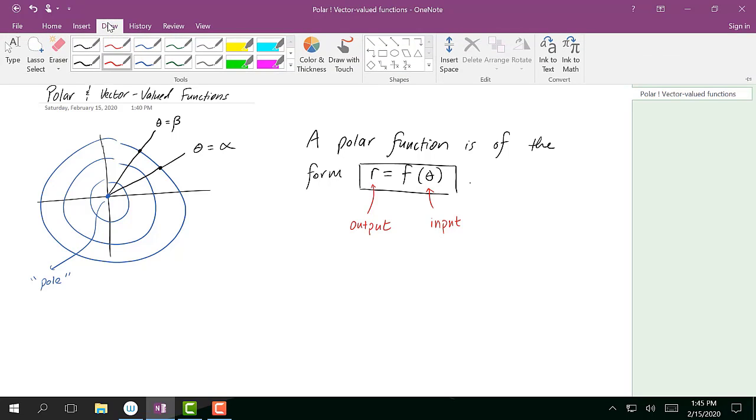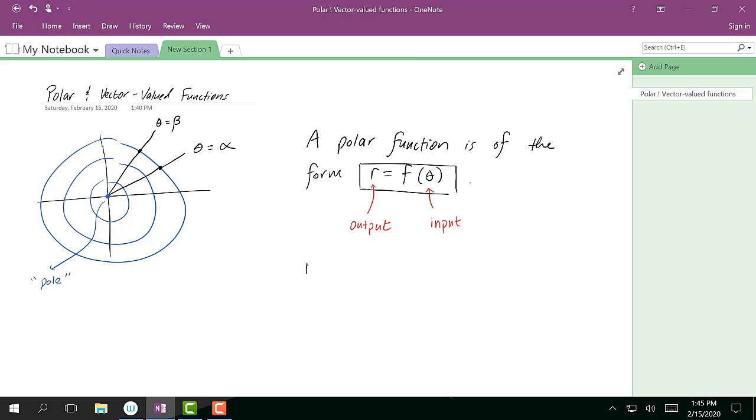Some examples of different types of polar functions: maybe you'll see something with a lot of cosines or sines, but it could be something simple like r equals 2. This would be a constant polar function. This would just be a circle of radius 2 centered at the pole. Could have something like r equals cosine of 2 theta, or r equals, whatever you want, 1 plus sine of theta. These will all look a little bit different.